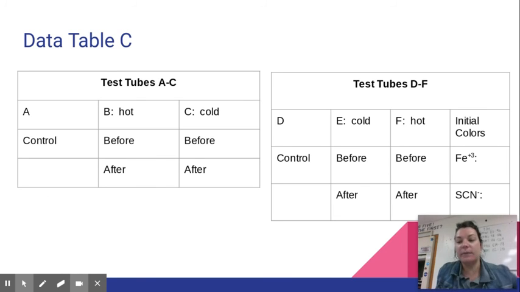So these are what your data tables are going to look like here. So you have A is the control, B is hot. So we're looking for a before color and an after color. C is cold, so we're looking for a before color and an after color. And then over here we have D, control. E is cold, before, after. F is hot, before, after. And then it asks us to record initial colors of iron 3 and thiocyanate, but we already know those colors, but that's okay. We're going to record them anyways. Iron is yellow, thiocyanate is colorless.